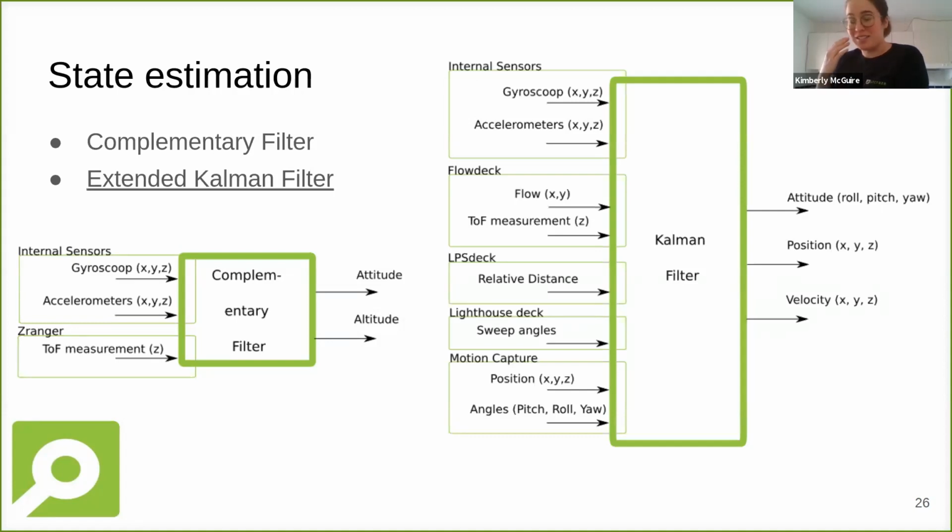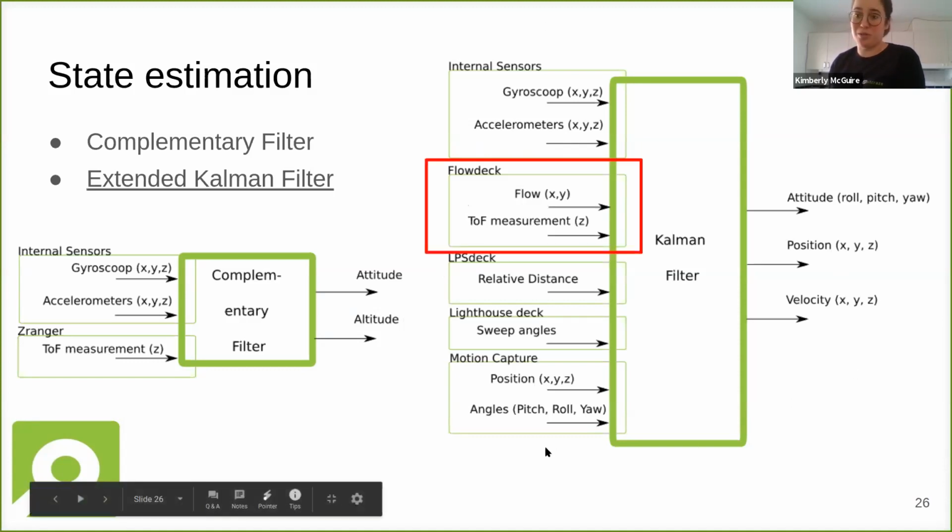So this pretty much has the sensors of all the decks. So the internal sensors like the gyroscope, accelerometers. If you put on a Flowdeck, flow and the range sensors, the LPS deck, the ultra wideband module, then you get the distances. Lighthouse deck, you get the sweep angles of these base stations right here. And yeah, if you also have motion capture, then you just get the full pose. So these are all possibilities of what you can put into the extended Kalman filter in order to get the state out, which is in this case attitude, position, and velocity.